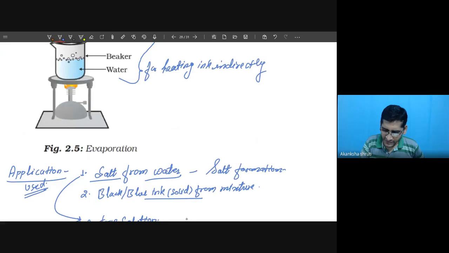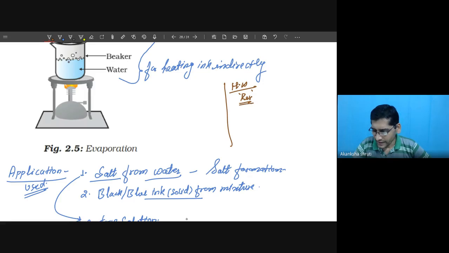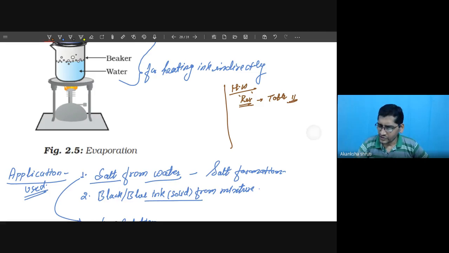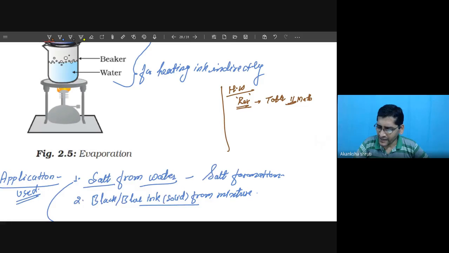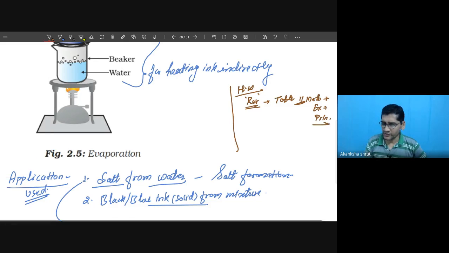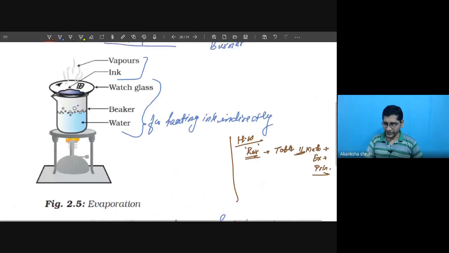Now student, write down the homework. Homework. Student, whatever this chapter given, please revise it. Revise this chapter, exclusively the table, the 11 methods that we have written, those 11 methods plus their examples and their principle. This thing you have to keep in mind. Okay, student? So please do this much. Then again tomorrow we will meet to finish this chapter.